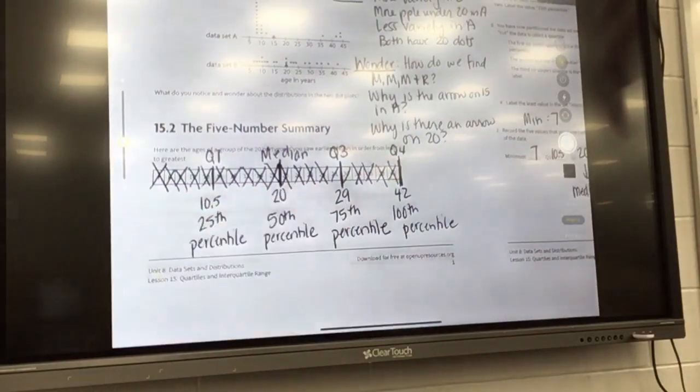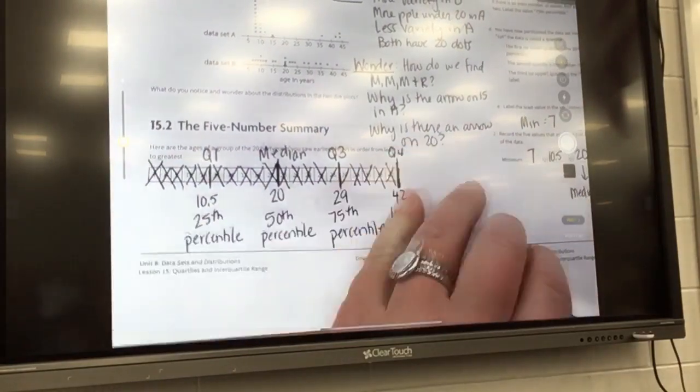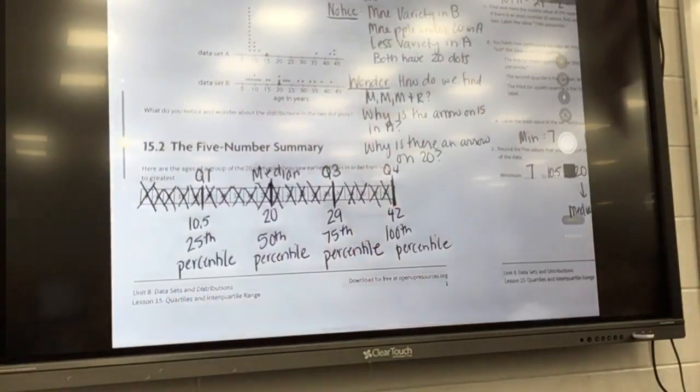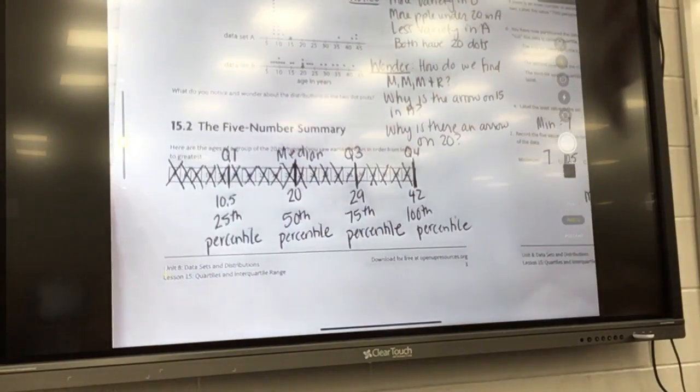So what does Q3 tell us? What do you think? Q3 represents 75%, right? So what do we know about 75% of our party goers? That they're 29, or that they're older than 20.